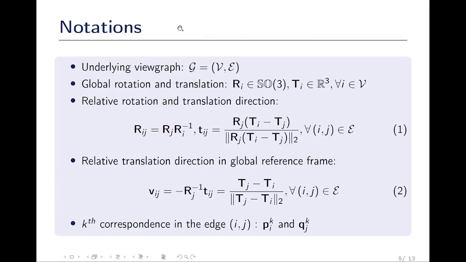To further understand, we define the following notations. Given an underlying view graph G, each node represents a global rotation and translation Ri and Ti, and each edge represents a relative rotation and translation direction Rij and Tij. The relative translation direction can also be represented in the global frame of reference if the absolute rotation is known. We also define the kth point correspondence in the edge i, j as Pkij and Qkij.